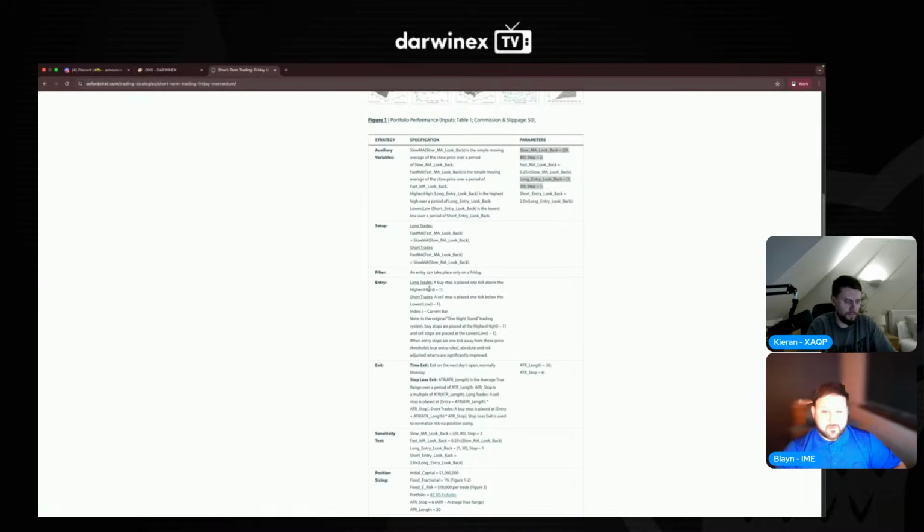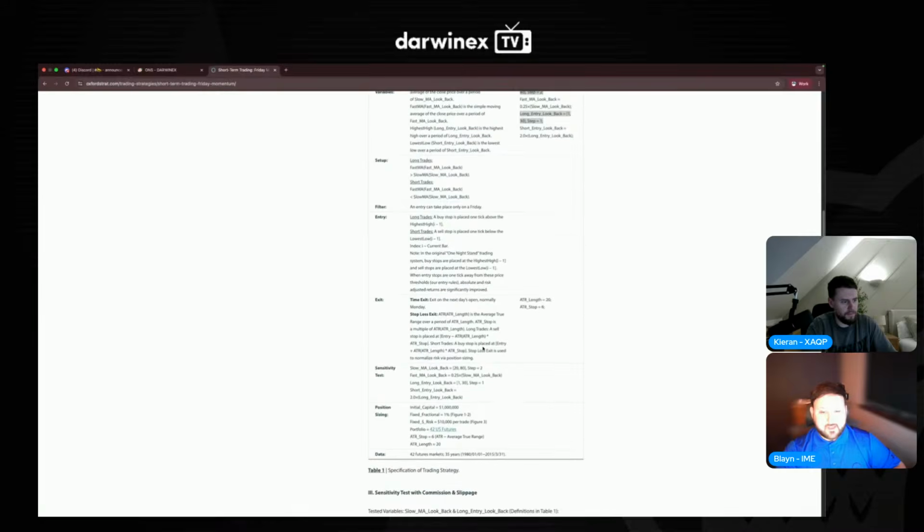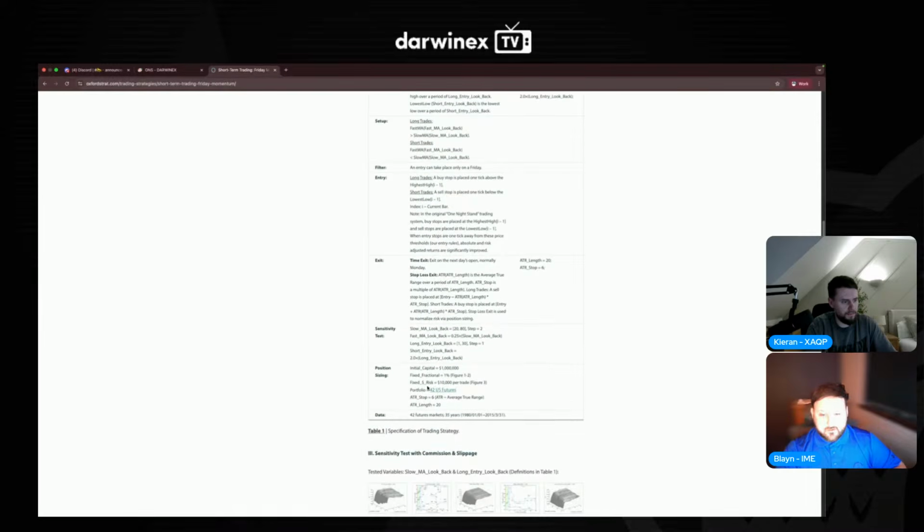So it'll give you the setup, the filter, entry, exit, and it'll tell you what sort of sensitivity tests. Sensitivity tests could be an optimization, in this case for the moving average. It could be looking at the time horizon. It could be anything. A sensitivity test can be testing anything. It just depends on what sort of strategy you're building.